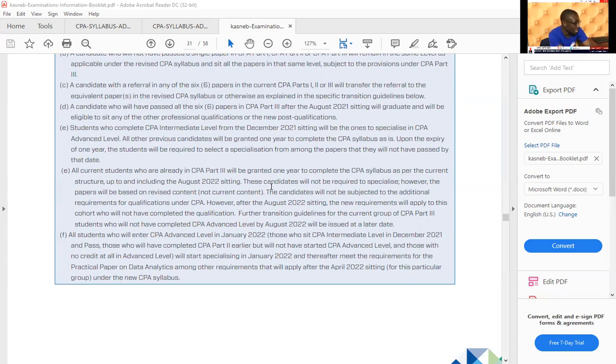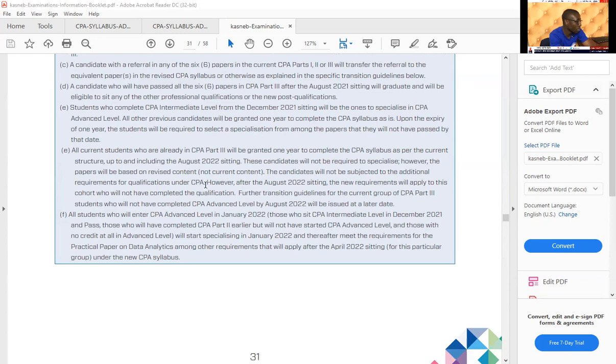So these candidates will not be required to specialize, just the way I had explained earlier on. However, the papers will be based on the revised content. Of course, the candidates will not be subject to the additional requirements for qualifications under CPA. However, after August 2022 sitting, the new requirements will apply to the cohort. I don't know why they used cohort. To this cohort who will not have completed the qualification, right?